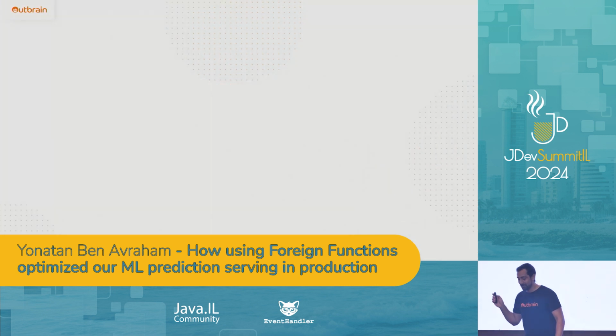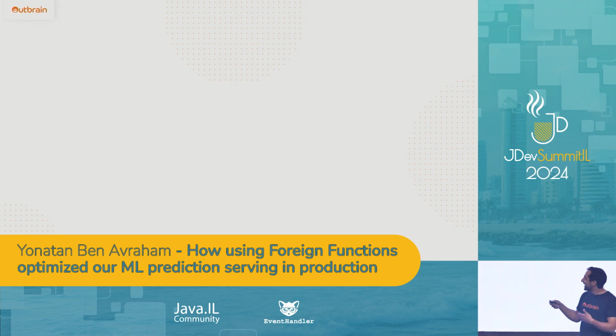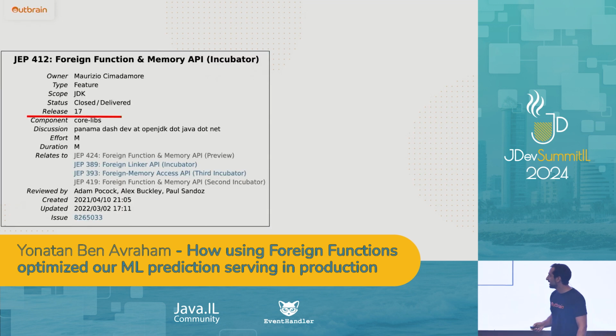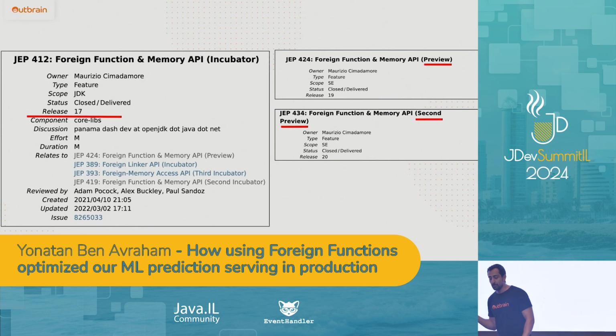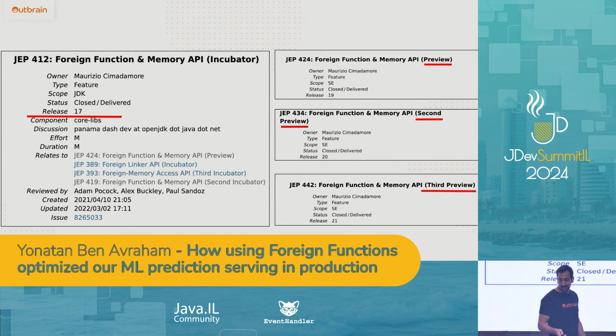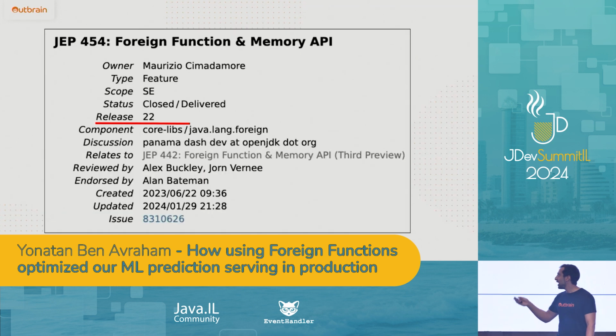So I would really recommend you to use the foreign function interface and foreign memory API if you have the same issue. The foreign function interface and memory API was incubated in JDK 17. Since then, in JDK 19, it went to first preview, second preview in JDK 20, and third preview in JDK 21. And now, finally, in JDK 22, it's a closed feature.